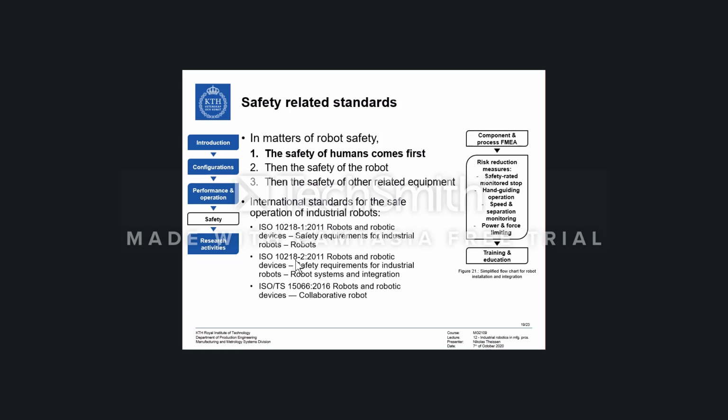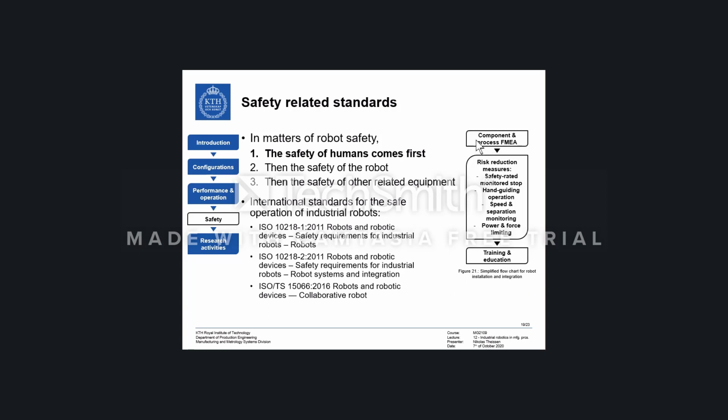ISO 10218-2 might be something that you more commonly encounter, as it deals with aspects such as the commissioning of the robot, its maintenance, repair, safety distances that must be kept between a worker and a robot, as well as hazard identification. When it comes to hazard identification, I would like you to please take a look at figure 21. It shows a flowchart for robot installation and integration.